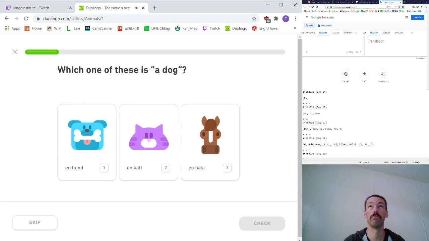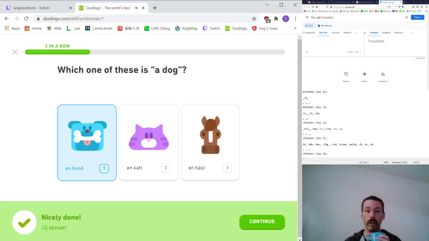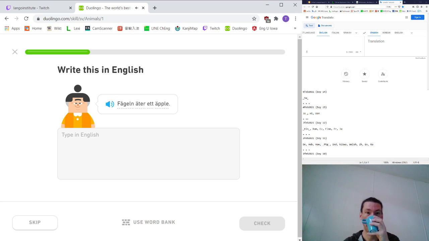Don't know what the traditional term is. I like just learning from being exposed to it, looking for patterns rather than reading up in traditional sources. That's what I'm here for. En hund. Hund. A lot of different vowel qualities in Swedish, trying to match those too. Fågeln äter ett äpple. The bird eats an apple.